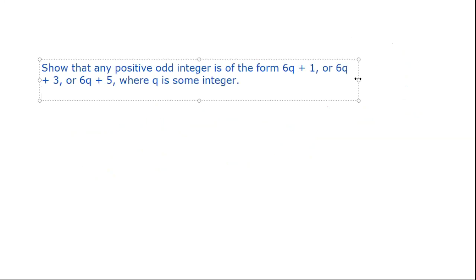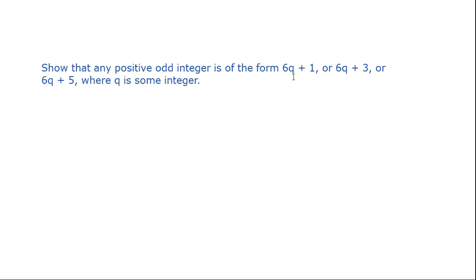Here is the next question. Show that any positive odd integer is of the form 6q plus 1 or 6q plus 3 or 6q plus 5, where q is some integer. So here we have to show that any positive odd integer is of any of these forms, and q can be some integer.